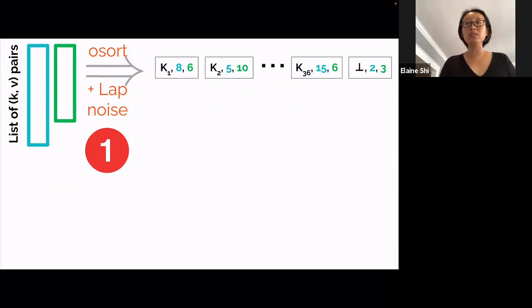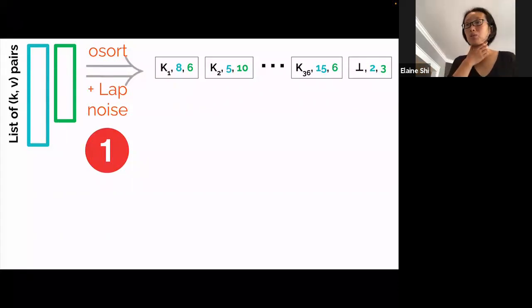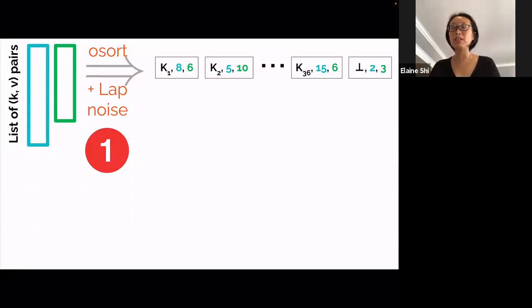I won't go into the details of the oblivious algorithm, but I'm going to ask you to trust me that using oblivious sort, we can indeed write down this noisy count array. The step will take quasi-linear time. More specifically, it takes roughly n log squared n time.